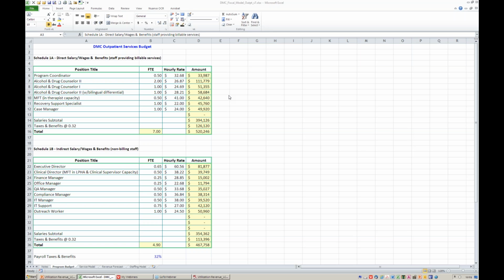Then we've got an MFT, your LPHA, but this is in their capacity as a therapist. Again, these are staff providing billable services. So you may have on the staff an LPHA, in this case, the hypothetical MFT, but they may also have a caseload where they are dealing with clients with co-occurring disorders, perhaps doing family therapy, whatever.